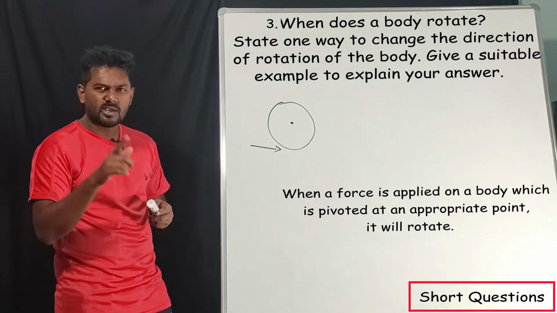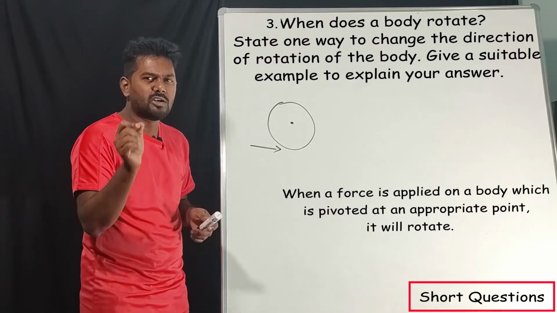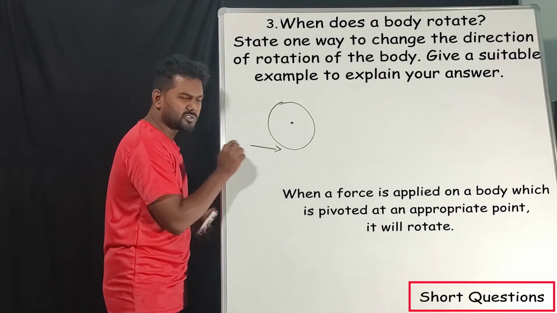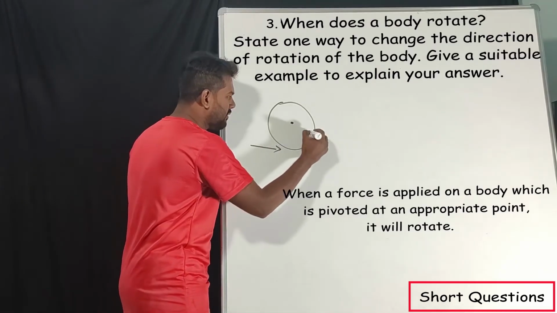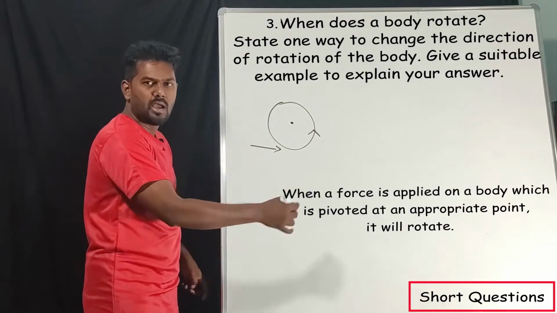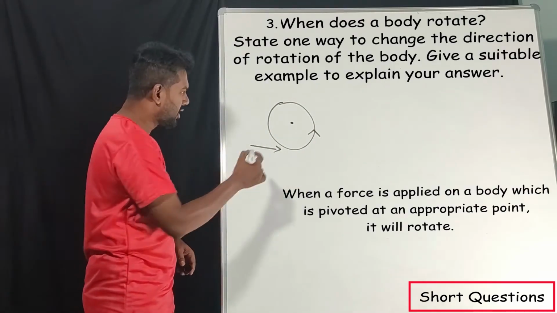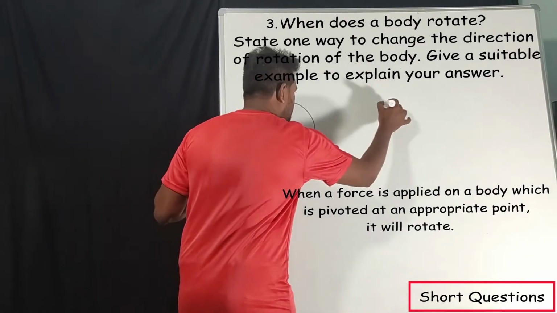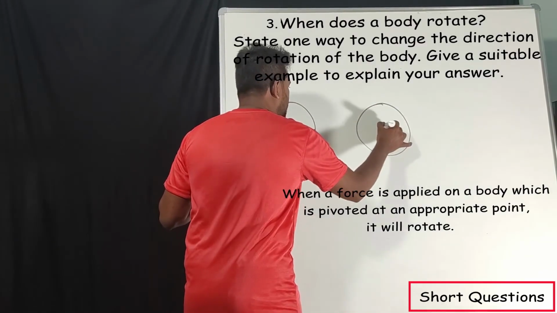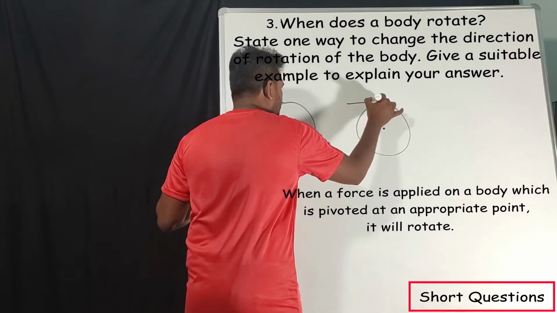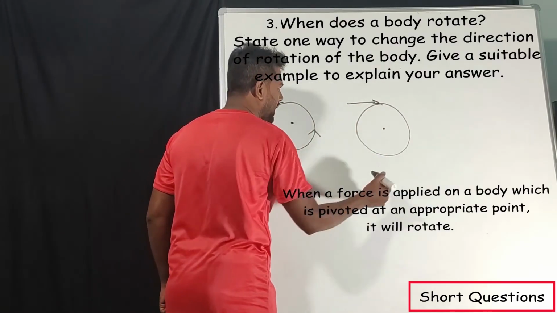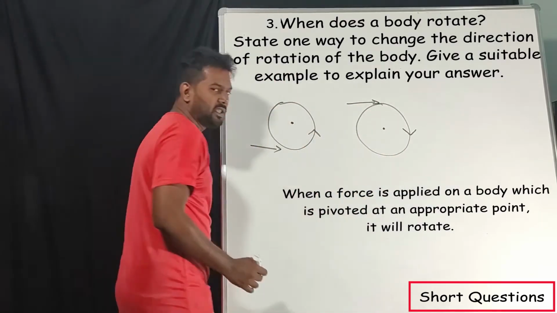Okay, now they are asking one more thing. State the condition to change the direction of rotation. Listen, very simple. If you are applying a force in this direction, this body will move in anti-clockwise direction, correct? Now assume the same body and a pivoted point. Now if you apply the force in this direction, what happens? It will rotate in this direction.